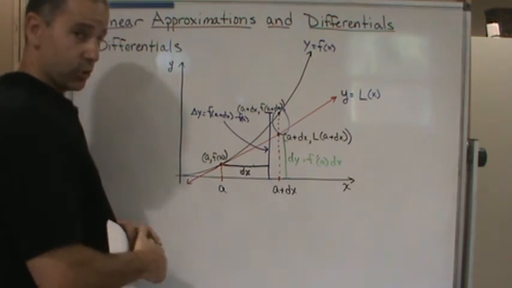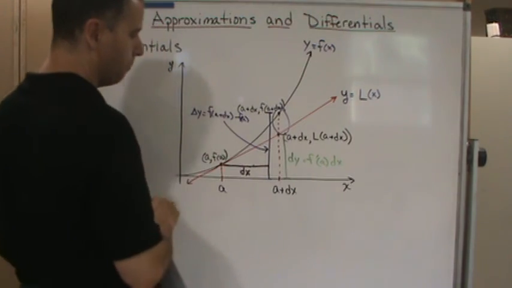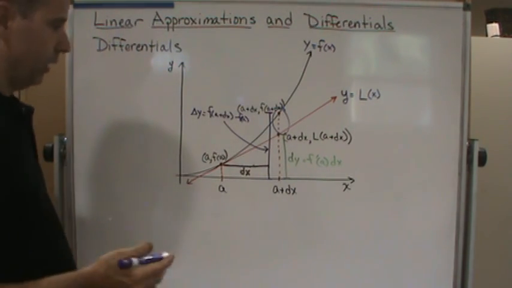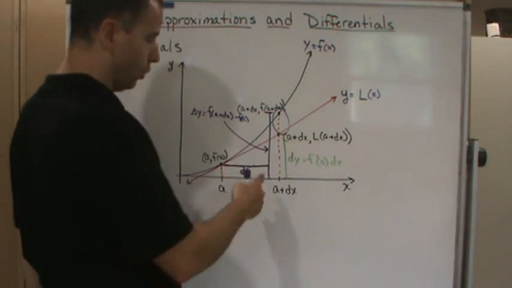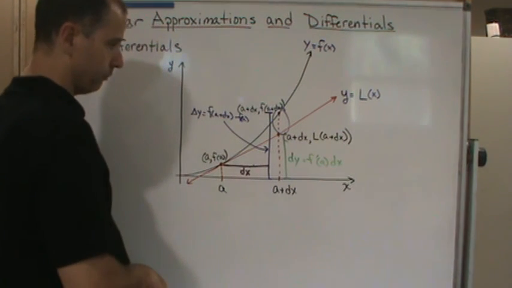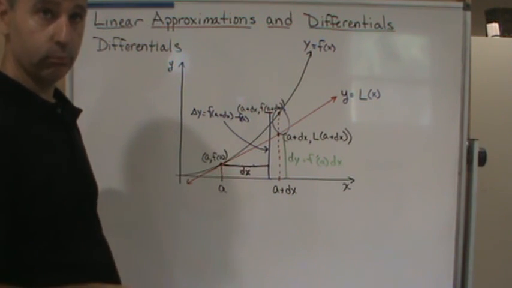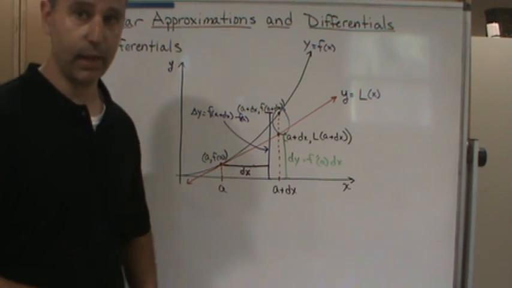But again, because we're talking about really small differences, this distance, this error, is really small. And as we've seen in the last video, it's okay if we want to use this approximation. And so that's what we're going to do. So next time we'll do an example.